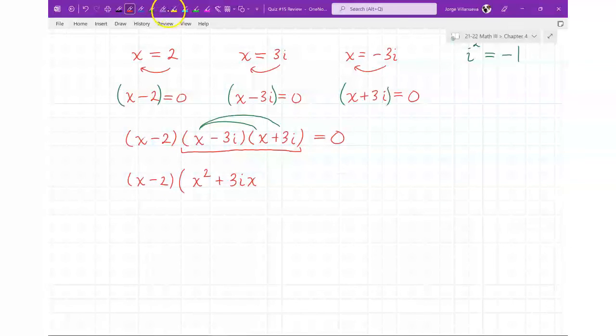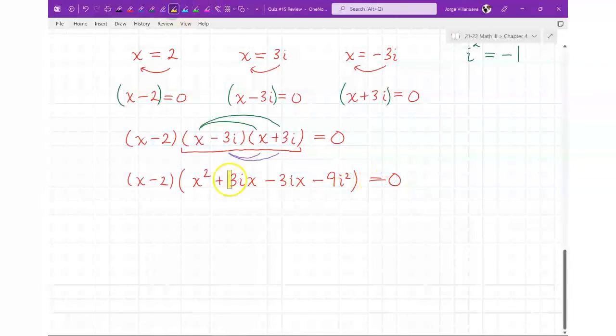Now let's multiply the negative 3i's with the other two terms. So negative 3i times x is a negative 3ix. And negative 3i times a positive 3i is a negative 9i squared.